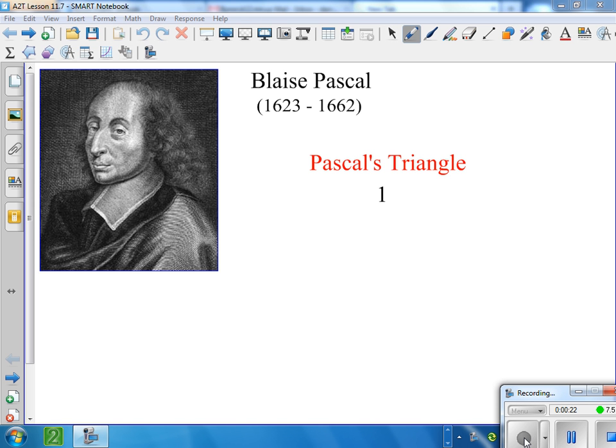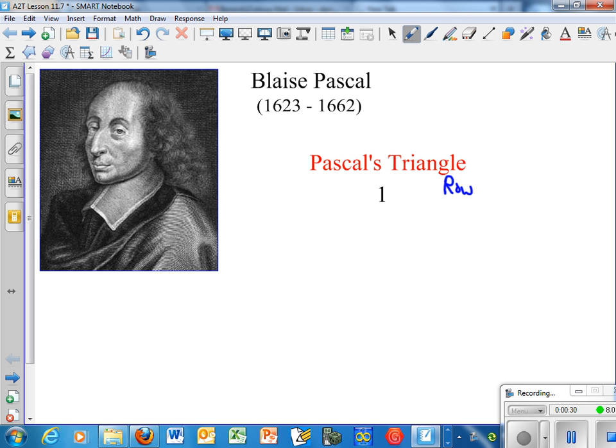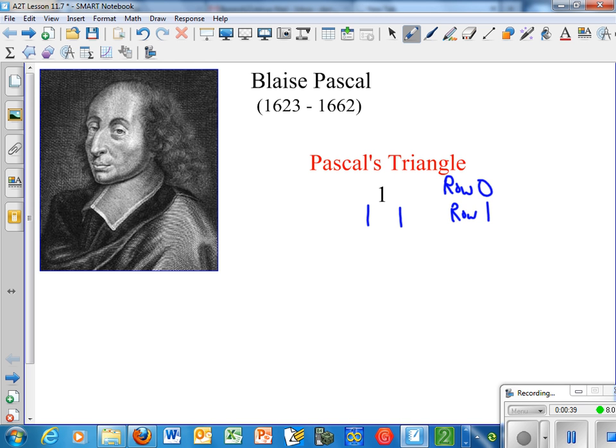Pascal's triangle is a triangle of numbers that at the very top has a 1. We actually call this top 1 in the triangle row 0. Then right below it, in what we call row 1, is a 1 on the left and a 1 on the right, so two numbers in row 1. Each row starts with a 1 and ends with a 1.